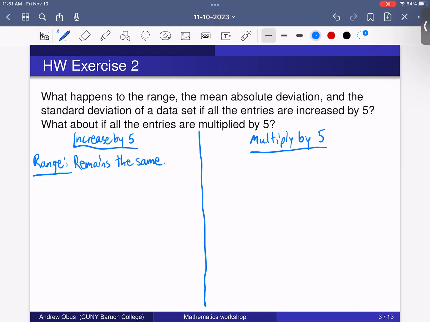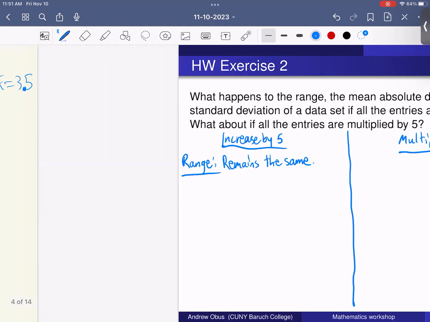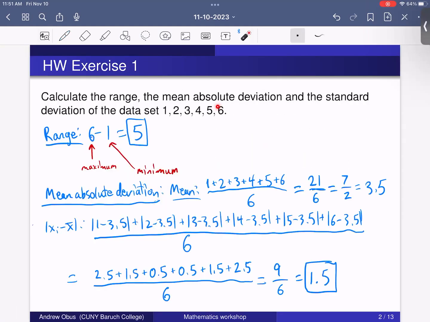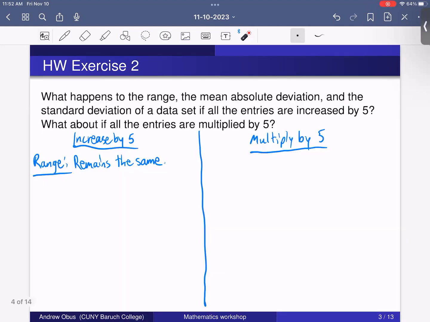I'm not going to write out a full proof, but if you look at this data set, we had 6 minus 1. If we increased everything by 5, the 6 would just go up to 11 and the 1 would just go up to 6, but their difference would still be 5. So you increase everything by 5, you're moving it over by 5 units, but that's not going to affect the distance between the maximum and the minimum. So the range does not change when you increase everything by 5.